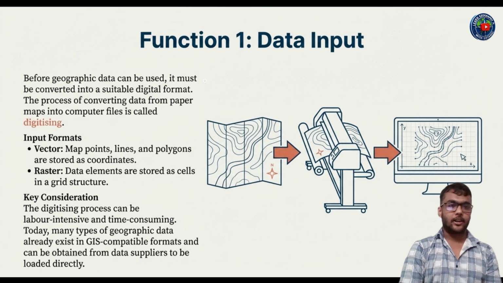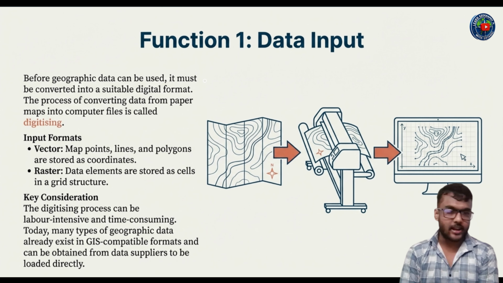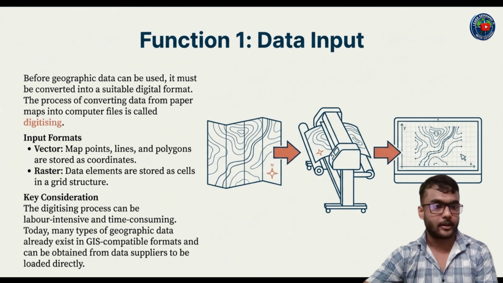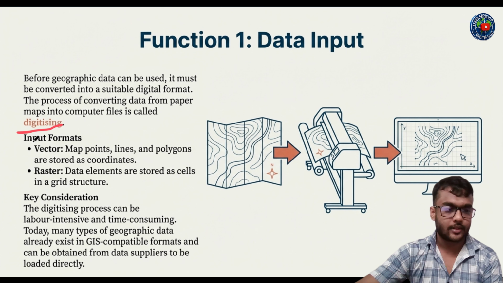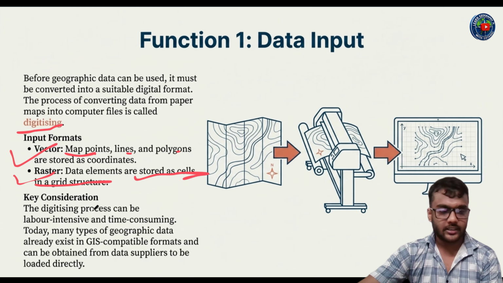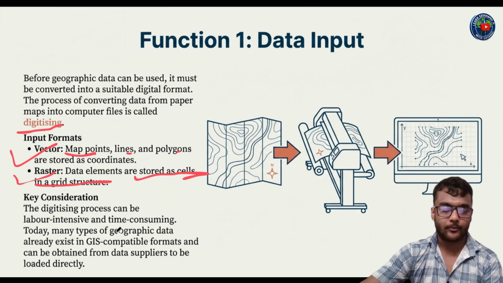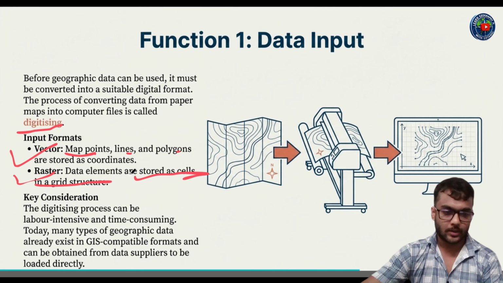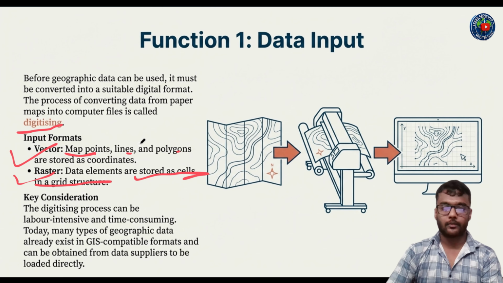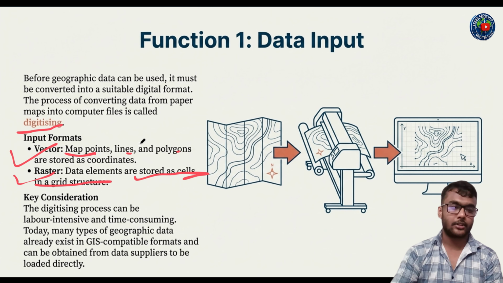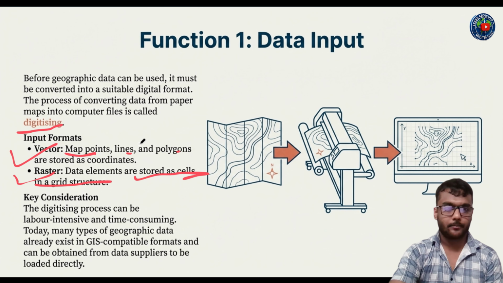Function 1, data input. Before geographic data can be used, it must be converted into a suitable digital format. Okay, it must be digitized. It may be in two formats, vector and raster, as I told you earlier: map points, lines, and polygons, and raster data stored as cells or in a grid system. The digitizing process can be labor intensive and time consuming, and today many types of geographic data already exist in GIS compatible formats and can be obtained from data suppliers to be loaded directly.